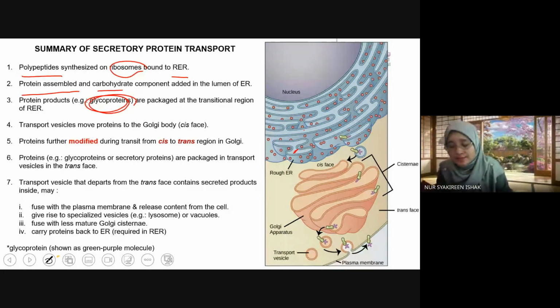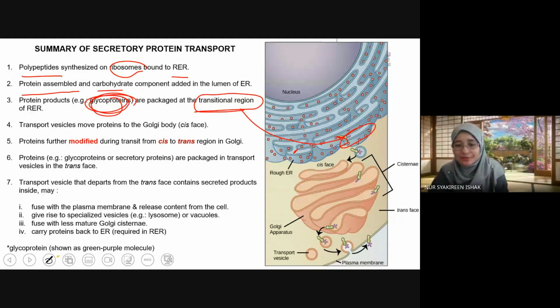Okay, sorry class. Back to point 3. Protein produced from the ribosome can join with carbohydrate to form glycoprotein, and this glycoprotein will be packaged into vesicle at the region of rough ER. We call it the transitional region. Kawasan rough ER yang akan terhasilnya transport vesicle, kita namakan dia sebagai transitional region.